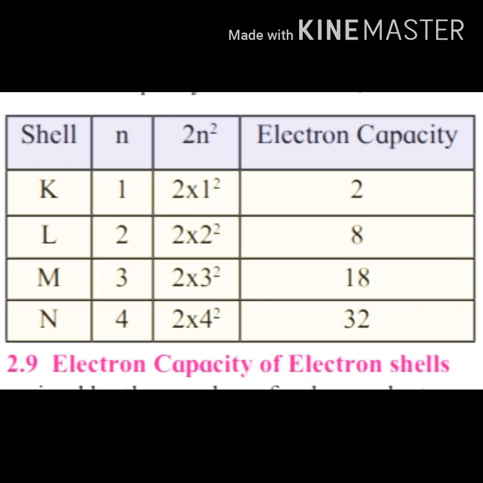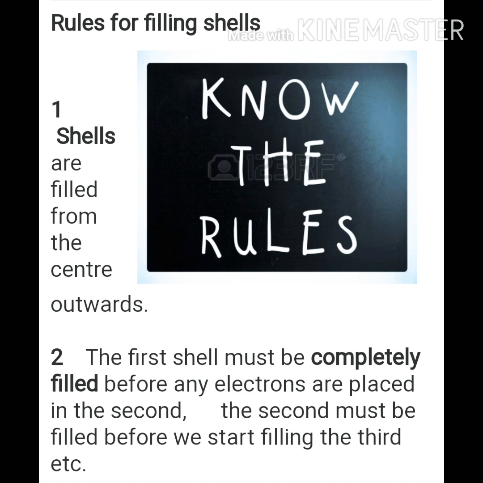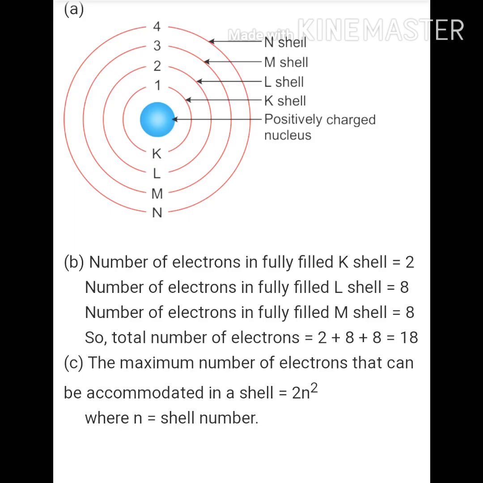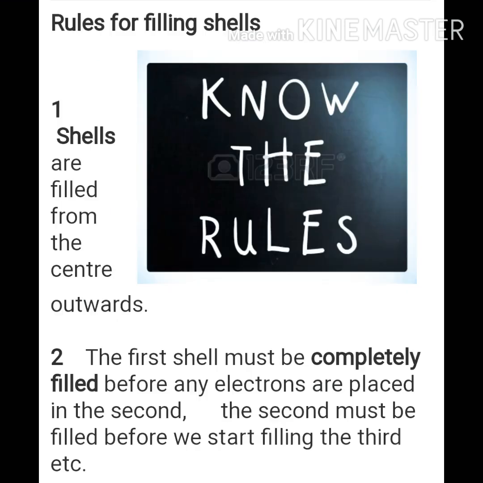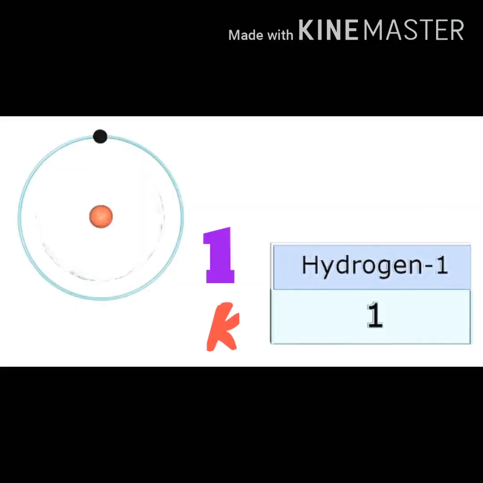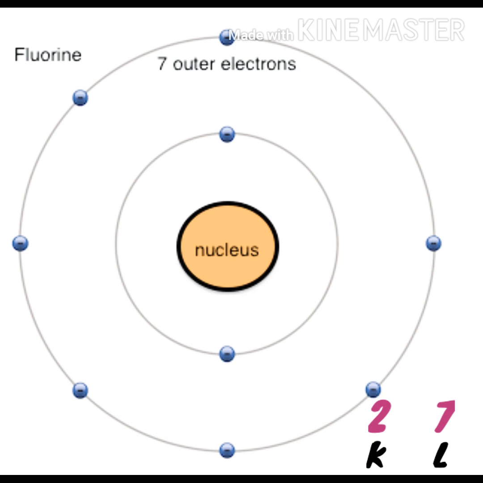Okay, so now let's begin to write the electronic configuration of the elements. First I will show you the first period, second period, and third period. The first period is hydrogen, and its atomic number is 1. So one electron is present, and that will be filled in the K shell, that is the first shell. Now come to the second period. In that I have taken fluorine. You can see it has 9 electrons, so 2 electrons in the K shell and the remaining 7 electrons in the L shell.